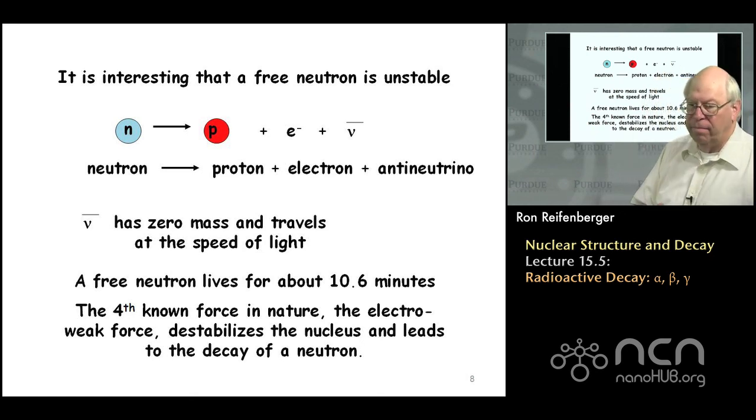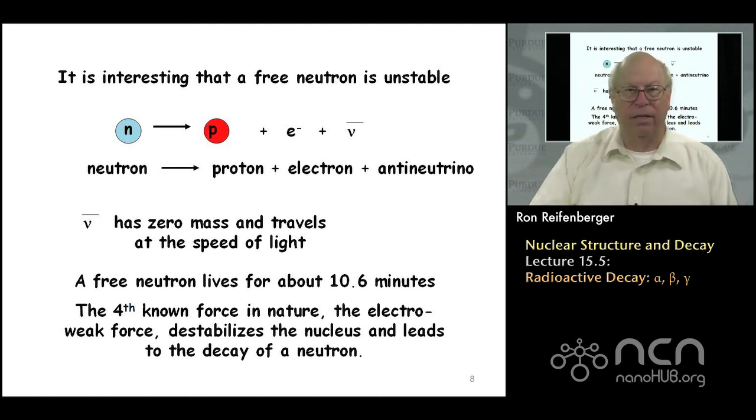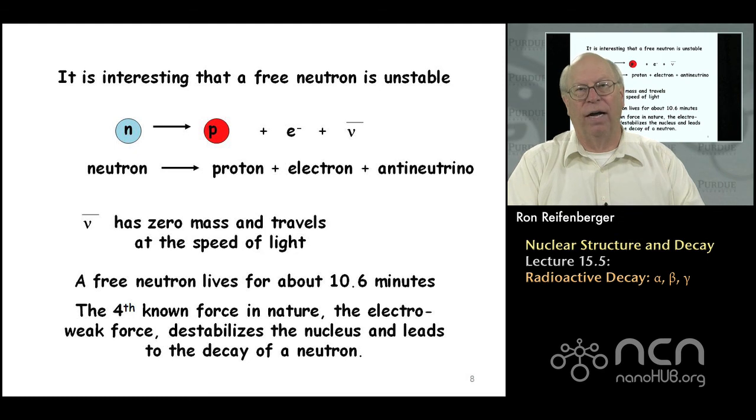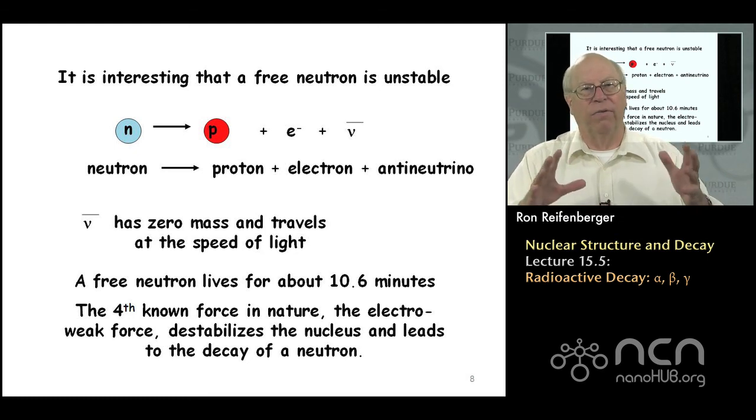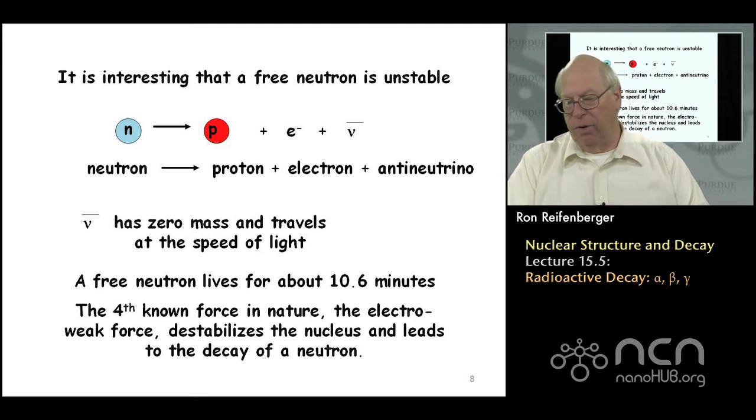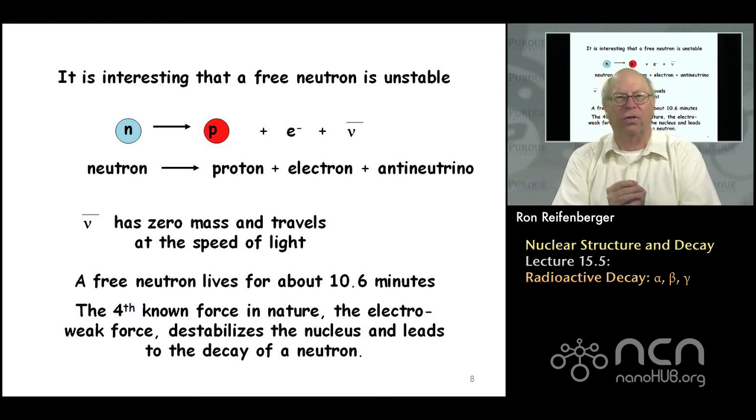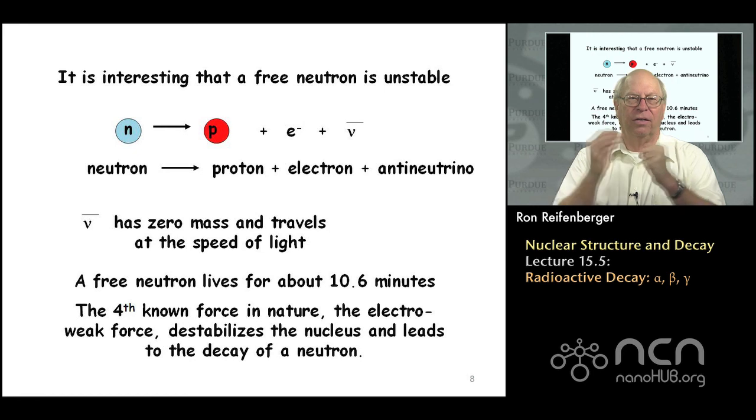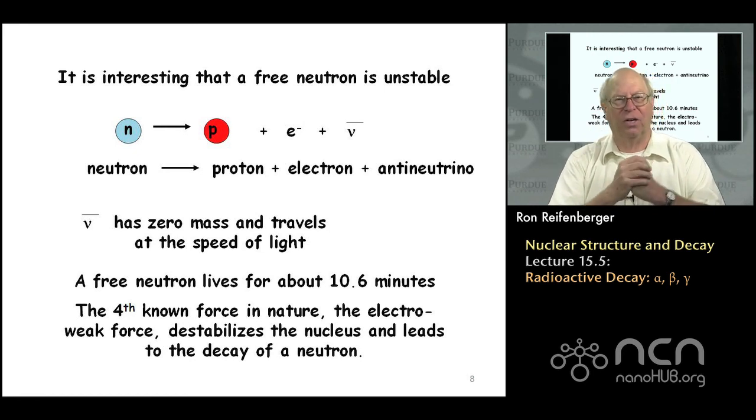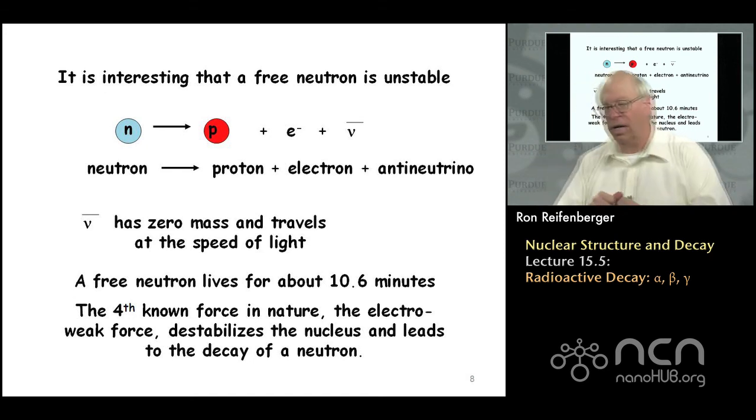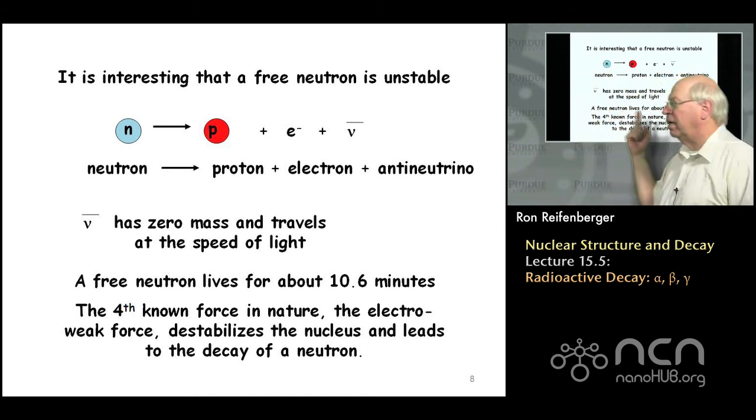The interesting thing about this nuclear reaction is that this free neutron lives only for about 10.5 minutes, 10.6 minutes in free space. So even though a neutron bound to the nucleus can exist for millions and millions of years, if you strip it out of the nucleus, it has a half-life. It lives for about 10 minutes or so.